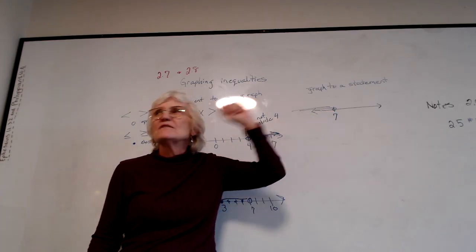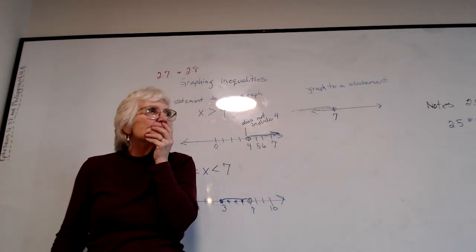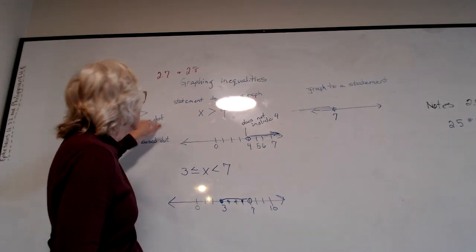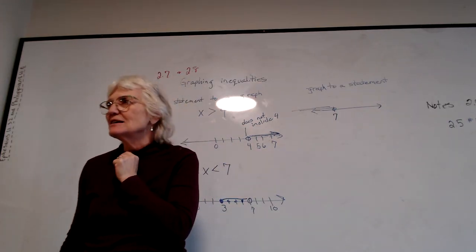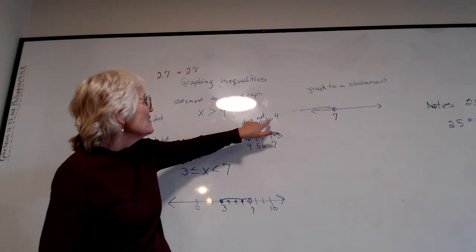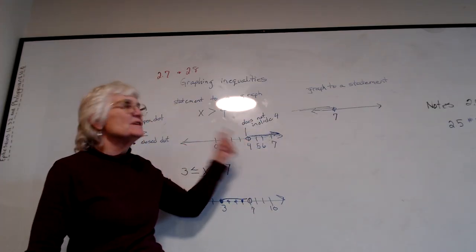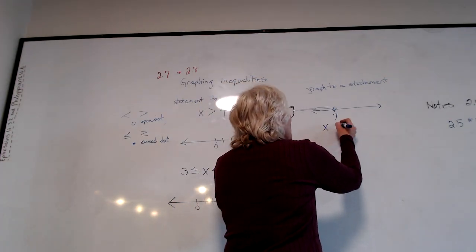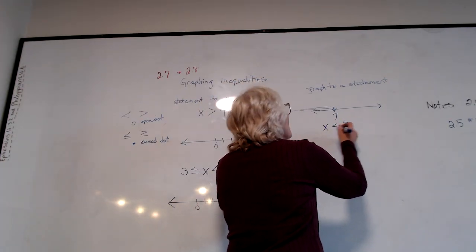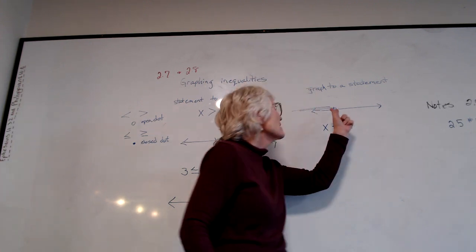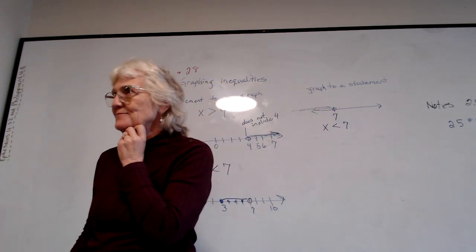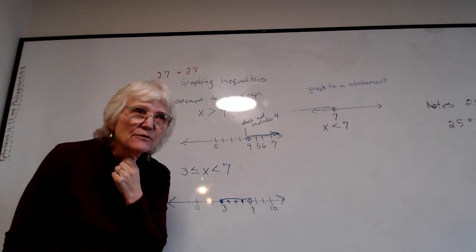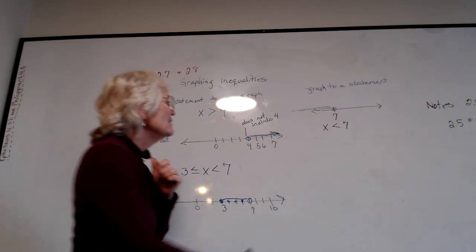Does it include 7? No, it doesn't, because there's an open dot. Open dot always means it does not equal or it does not include. Remember I wrote that, does not include, that's the open dot. So this would be x is less than 7. We don't put the equals in because it's got an open dot. That's really what you're doing, just reading off what the graph shows.